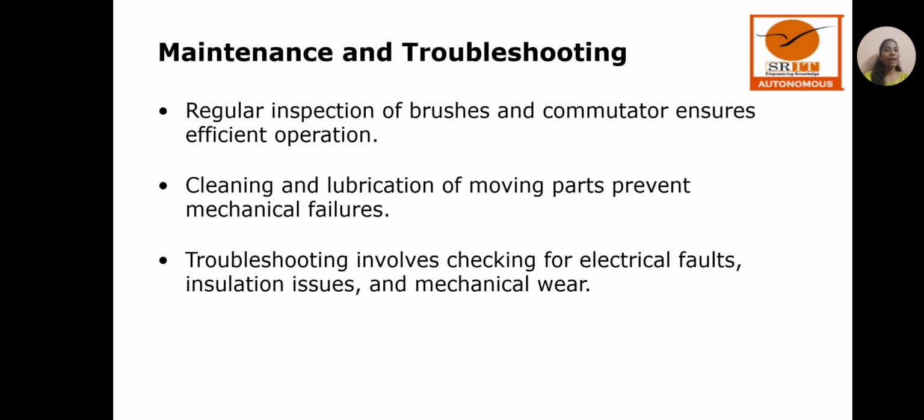And next, maintenance and troubleshooting. Regular inspection of brushes and commutators ensures efficient operation. Cleaning and lubricating moving parts prevents mechanical failures.